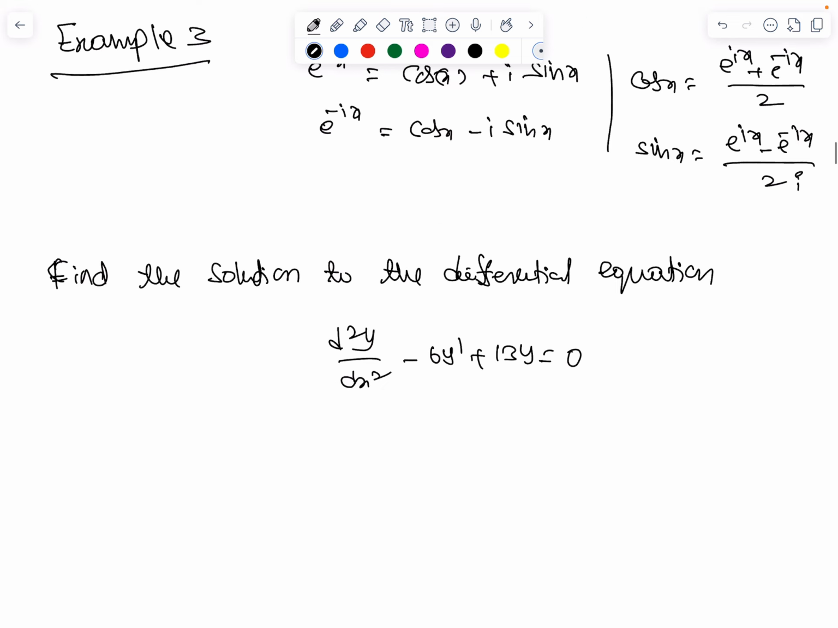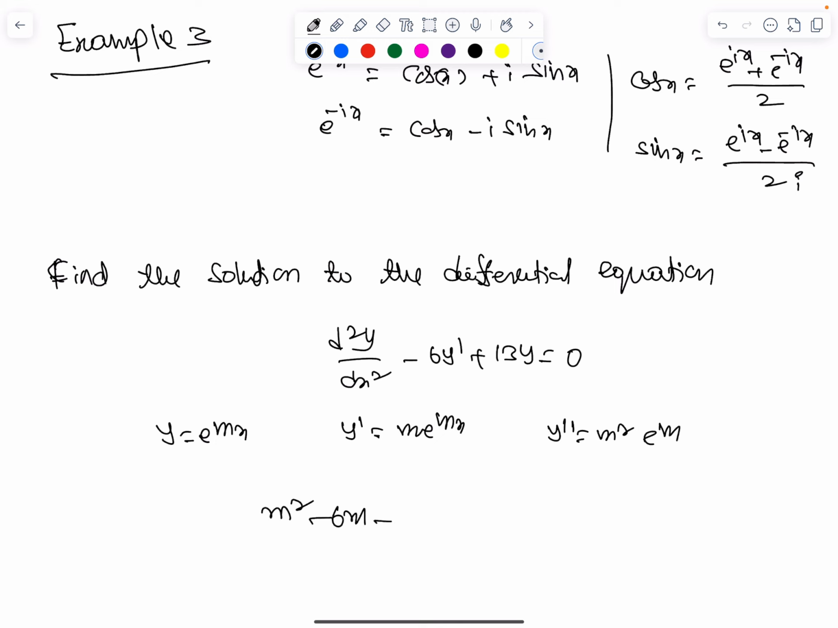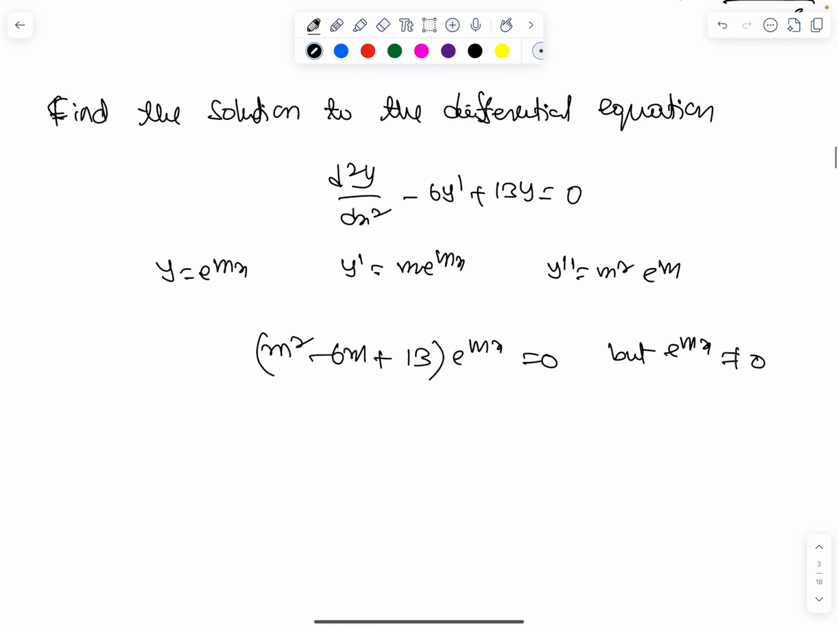Now if you take y is equal to e power mx, then y prime is equal to m times e power mx, and y double prime is equal to m square e power mx. Substituting all those, it leads to (m square minus 6m plus 13) times e power mx is equal to 0. But e power mx is non-zero for a non-trivial solution.